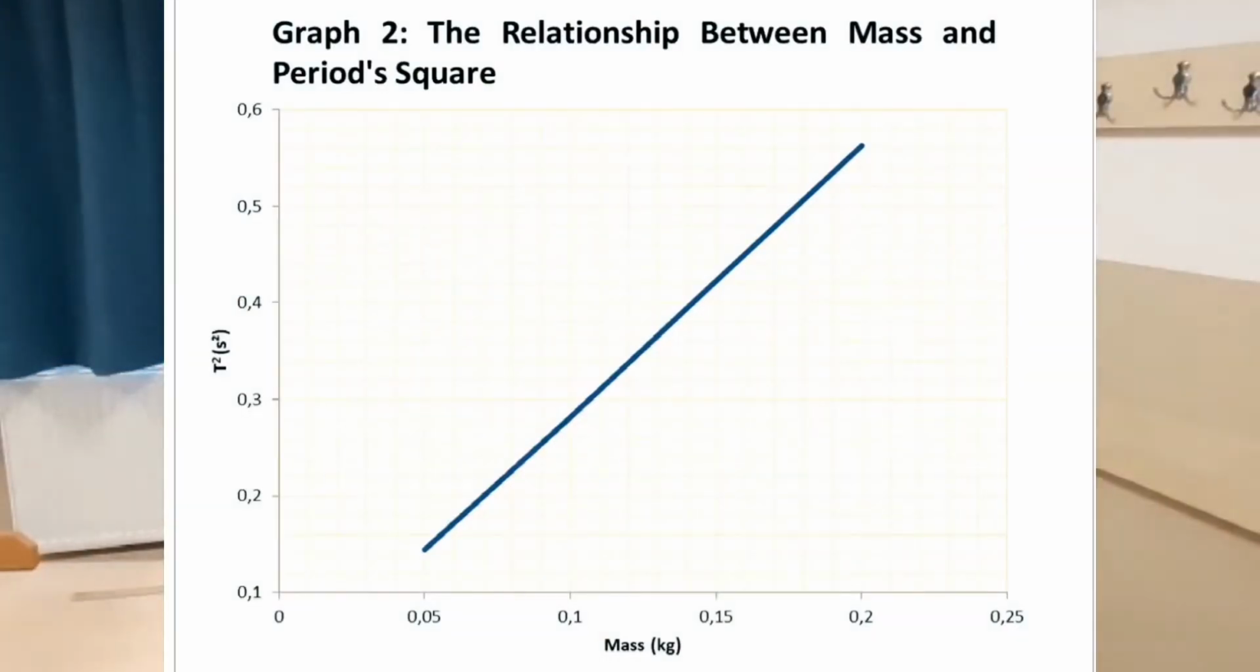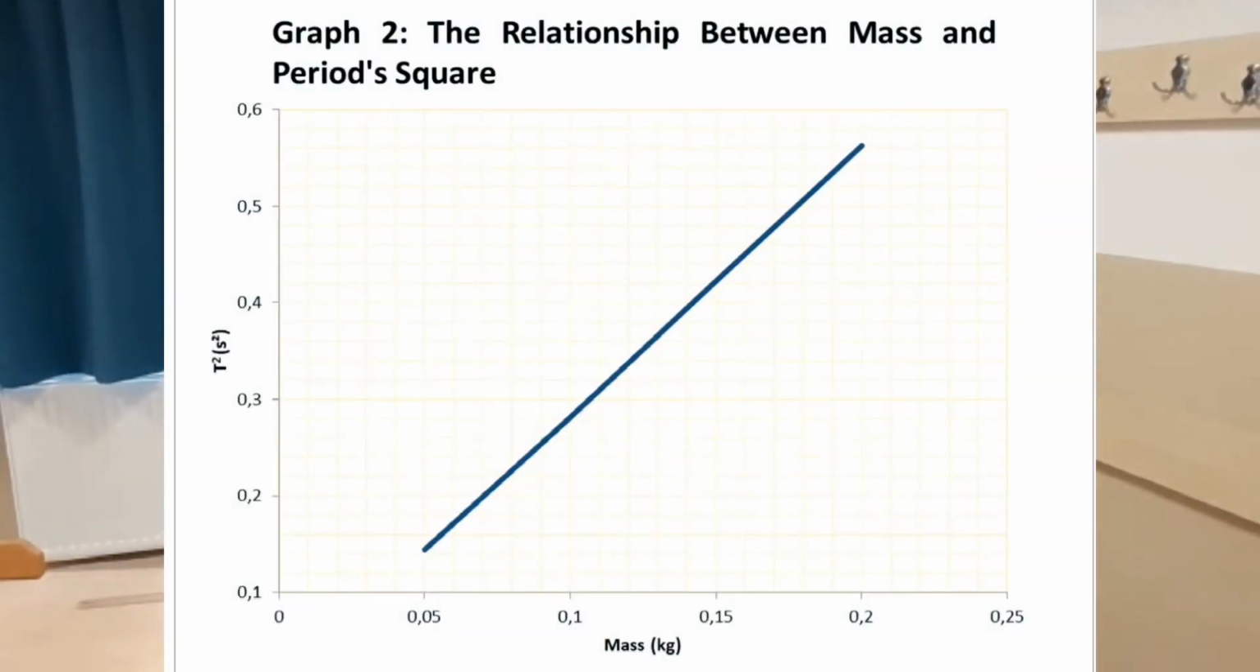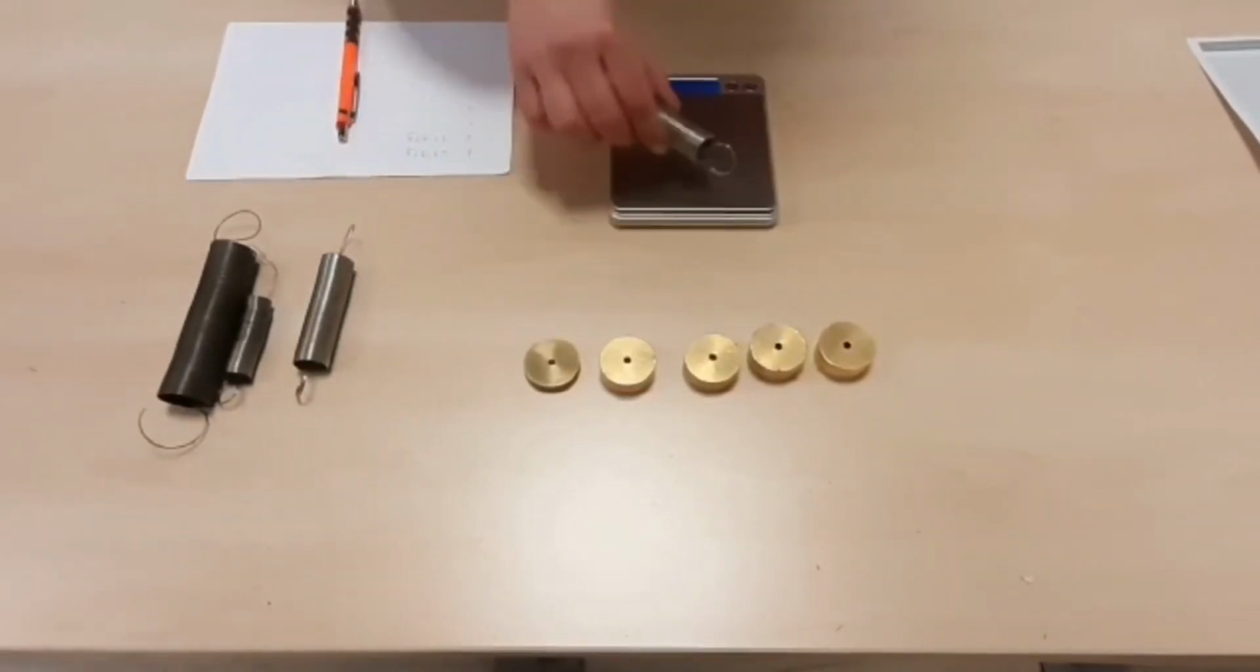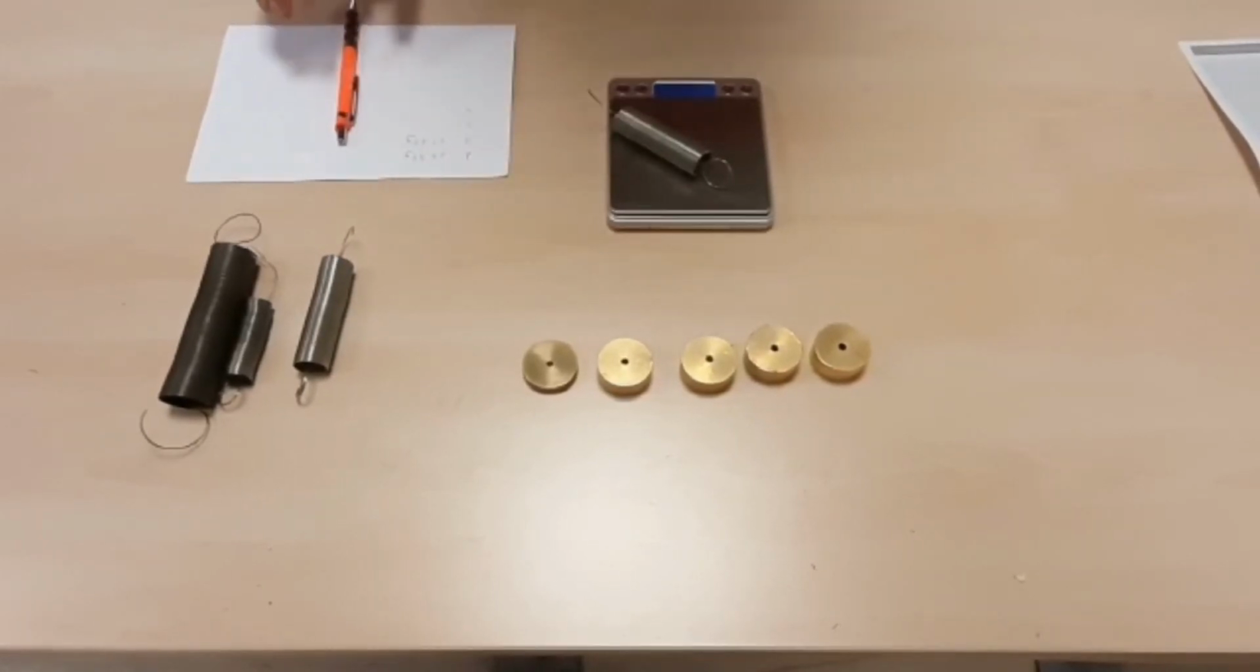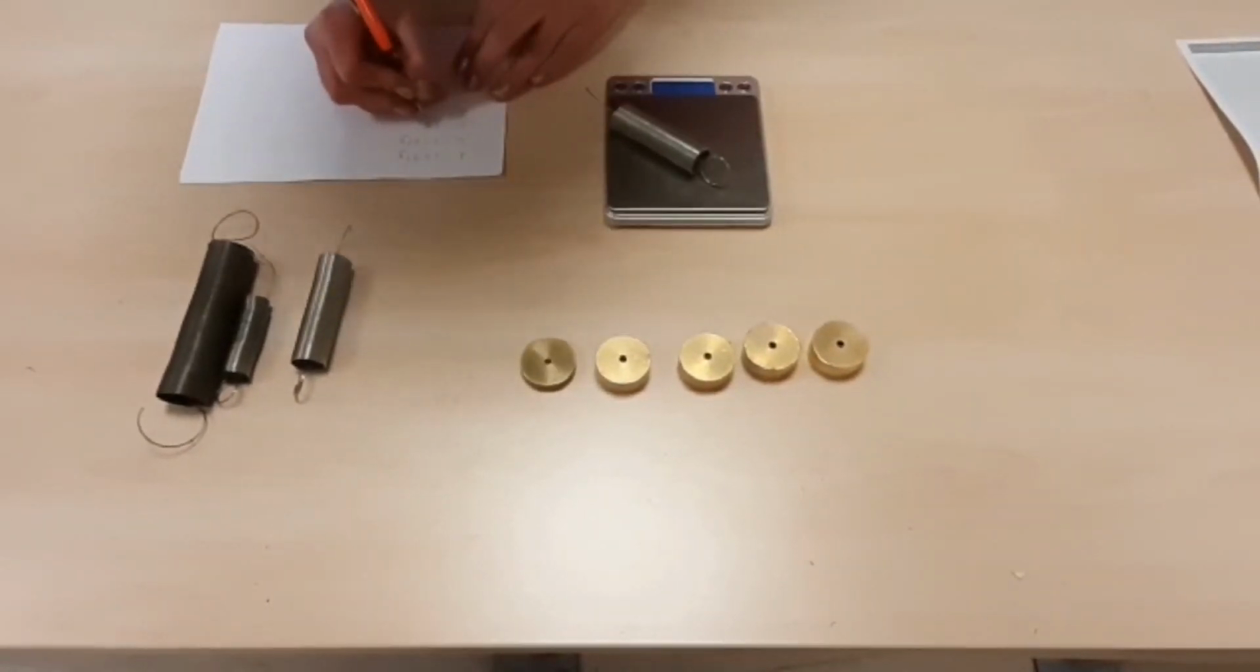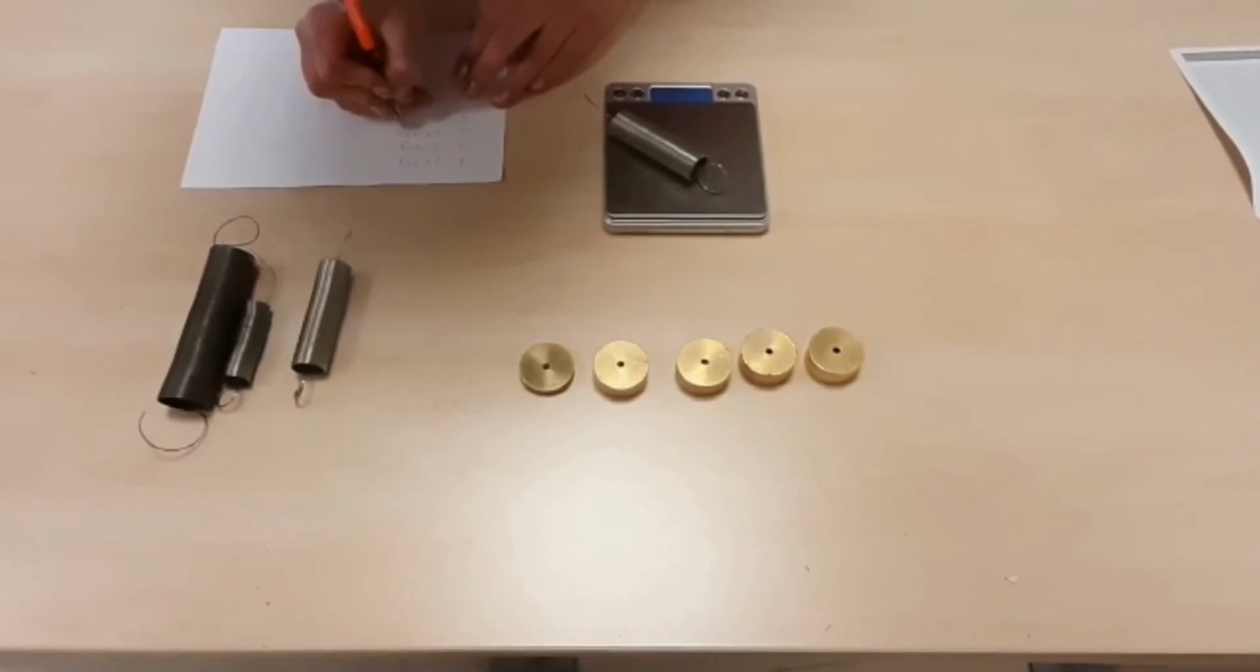And this is the T²M graph that I sketched from the results I obtained in the step. I will scale the masses of the springs. Now I know the total mass of the systems and the spring constants.